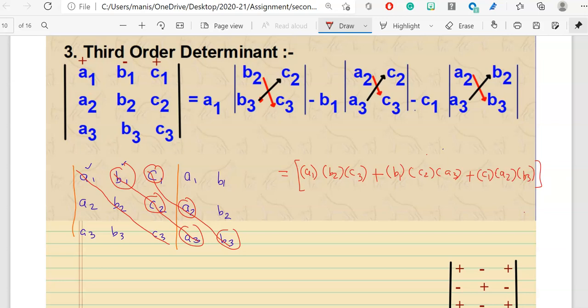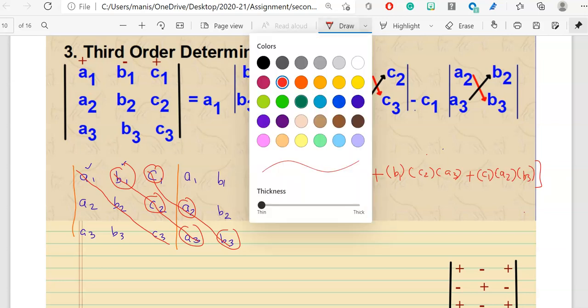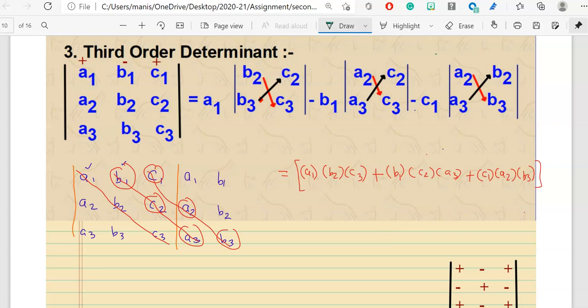Now after this, I'm using a different color over here. You will start from this C1 over here, and draw one line like this. Another line will go from A1, and another one from this. I will put a minus sign over here, and my remaining terms will be like this. I'm starting from this C1, B2, A3. So it will be your C1 times B2 times A3.